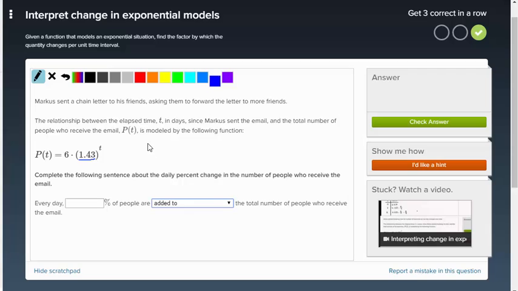This doesn't say factor, so it's a little different. All you have to do is take my b term and subtract 1. And actually, it's going to be the absolute value of that. Remember what absolute value means: turn your answer positive no matter what. So if I do 1.43 minus 1, I get 0.43. That is a percentage, but as a decimal. I want the percent as a percent though, so to turn it into a percent, I move the decimal twice and make it 43%. So every day, 43% of people are added to the total number of people who receive the email.